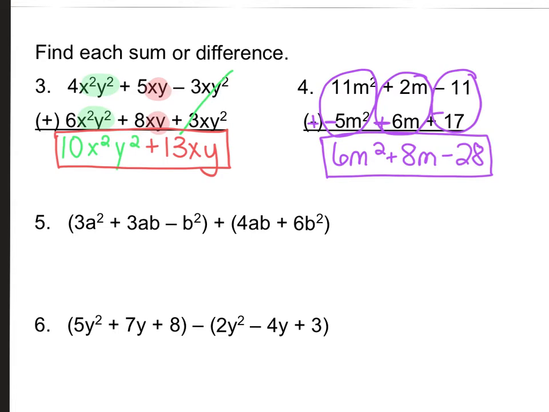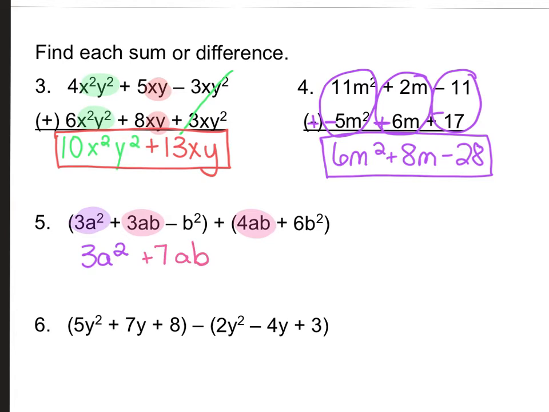All right, so number 5, addition. So for number 5, I've got 3a squared, so I'm going to look for any other a squareds, and I don't see any. So I would just write 3a squared in my final answer. Then I've got 3ab. I'm going to look for any other ab's, and I do see a 4ab. So I'm going to add those together, and I'm going to get plus 7ab.